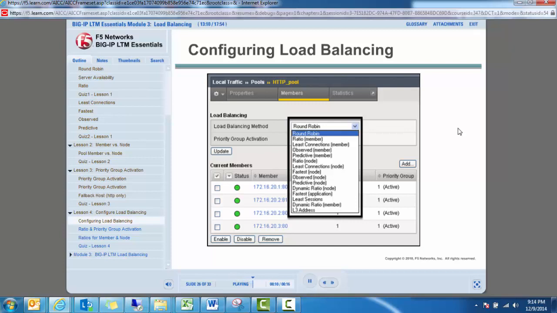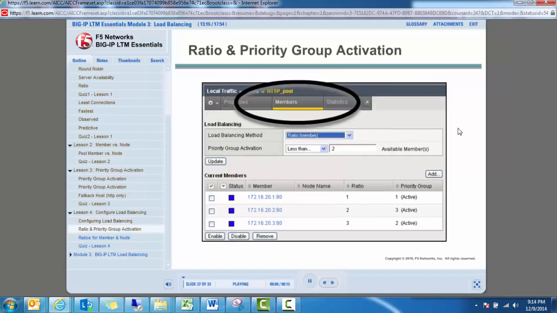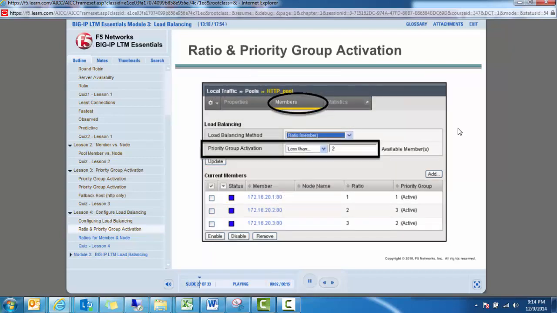Notice that most load balancing methods allow you to choose between member and node. Keep this in mind when making your choice. You also configure priority group activation in this same location. You can set the ratio and priority for each pool member by selecting each member and then configuring it, or you can set these values when you initially create the pool.